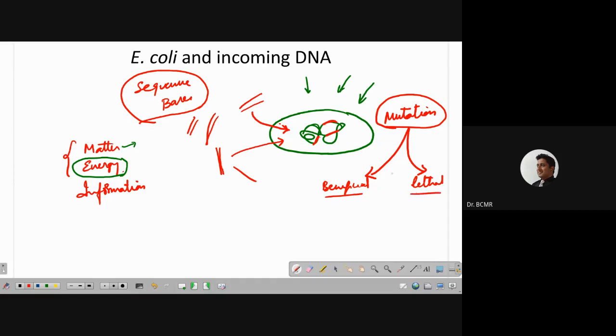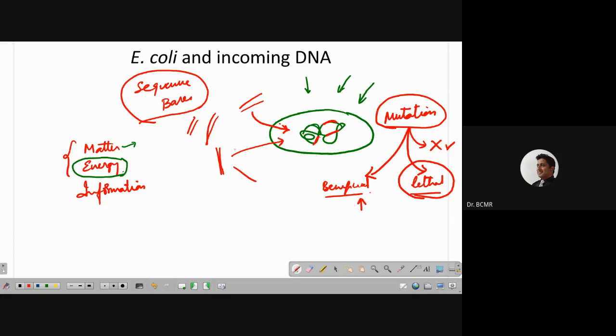So they can be beneficial to the cell, they can be lethal to the cell, they may not have any effect at all. But often, most of the mutations are bad for the cell. Okay? And very rarely they may not have any effect, and very rarely they are beneficial.